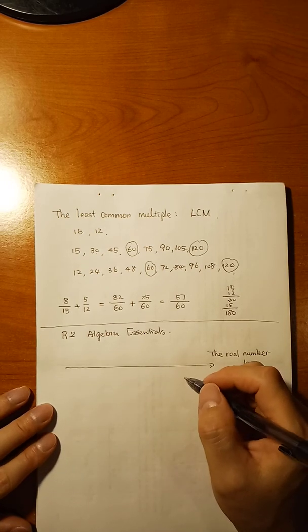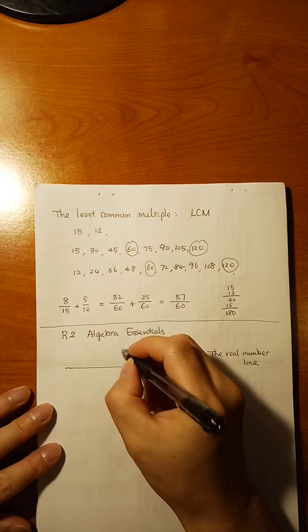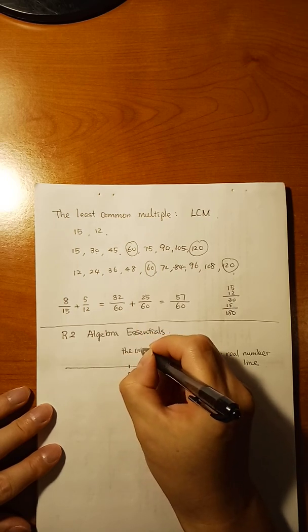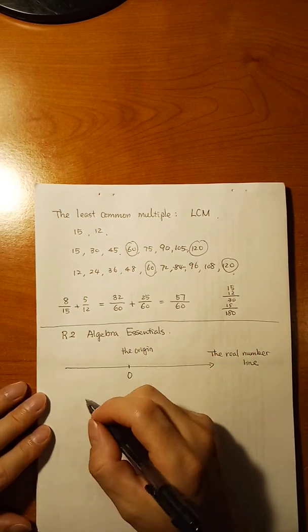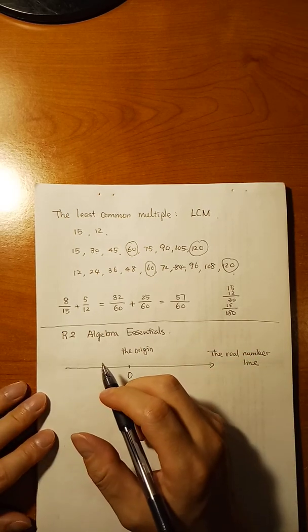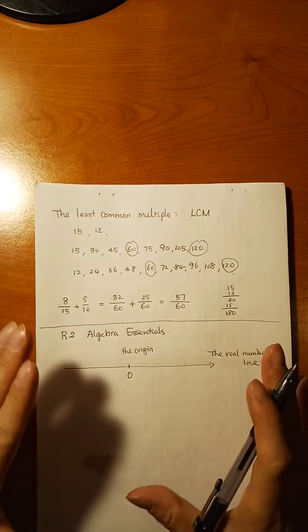So for the real number line, you need 0. The place of 0 is called the origin. And you have to know where is 1, where is -1, where is 2, where is -2. And of course, it's up to your problem.